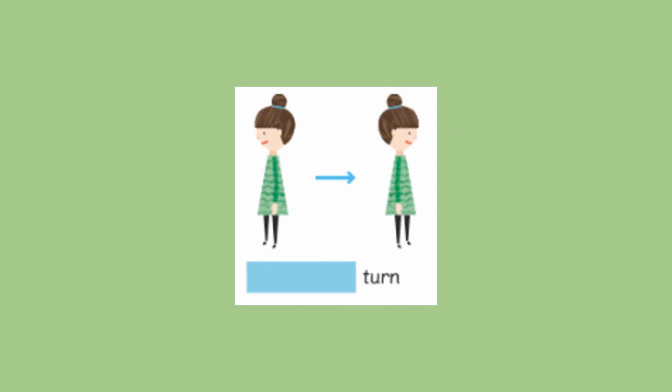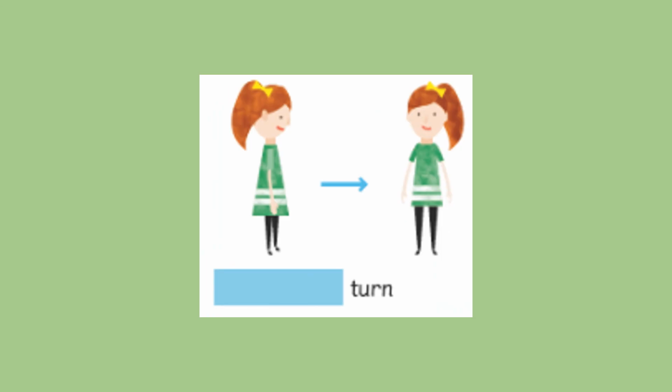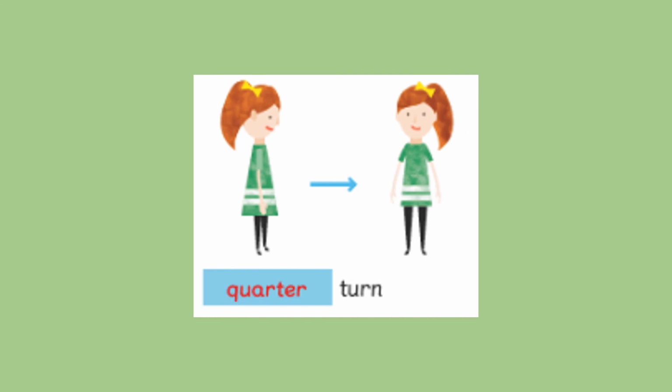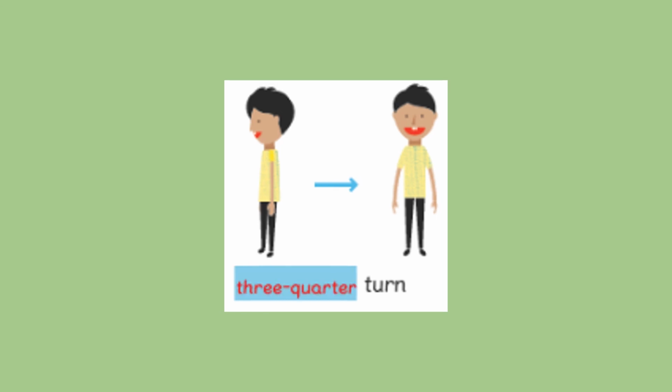What about this girl? She's done a 1/2 turn. And this girl? She's done a 1/4 turn. Finally, what about this boy? He made a 3/4 turn.